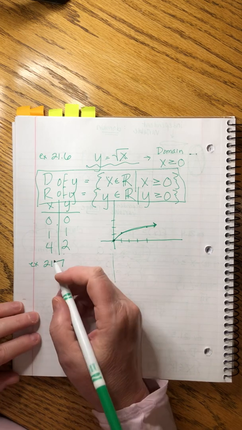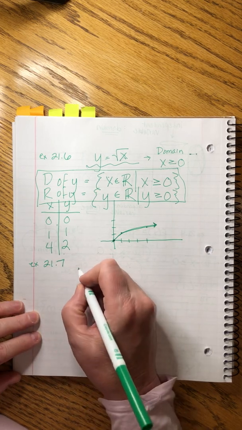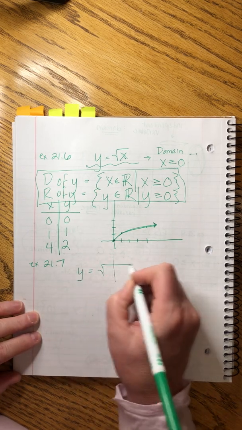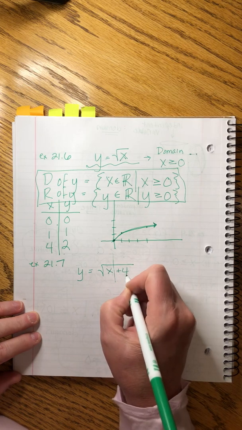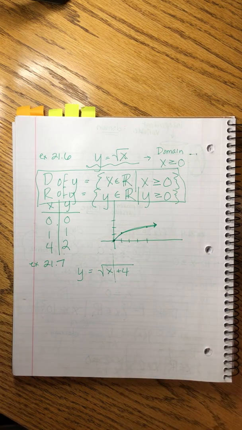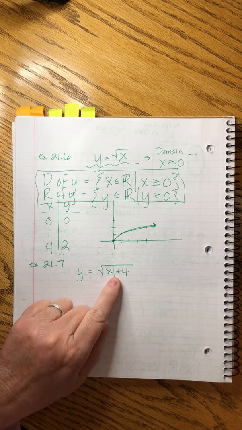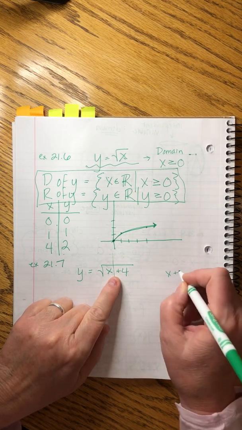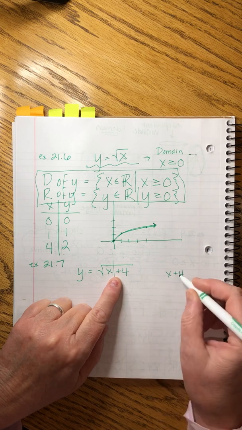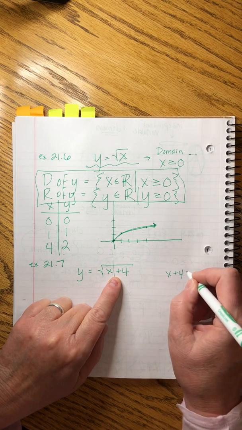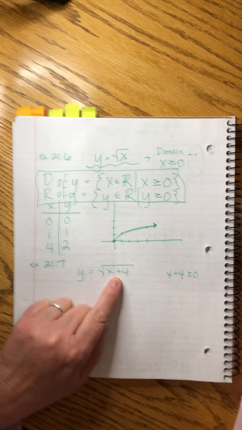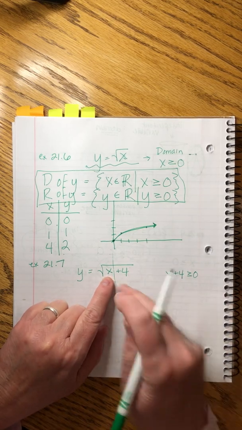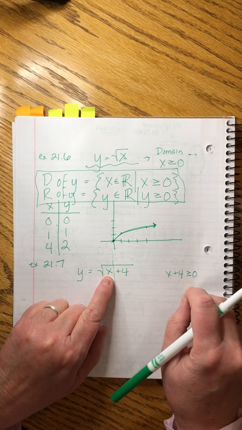21.7. Find the domain and range of the function y equals the square root of x plus 4 and graph the function. Okay, so we know that x plus 4 has to always be greater than or equal to 0. This part in here has to be greater than 0.